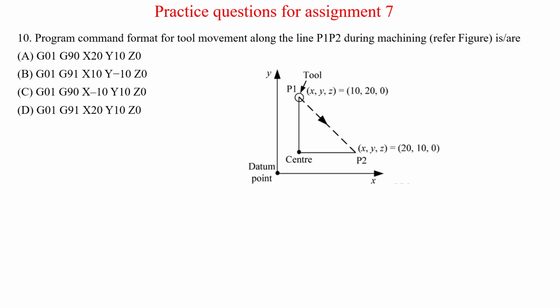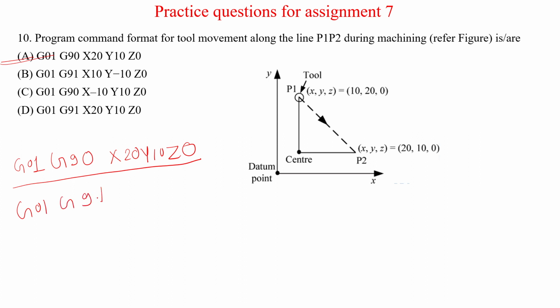Okay. Last question. Please tell me the answer. First tell me for absolute. So G01 for linear, absolute G90. What is the final position? X20, Y10, Z0. So which one is this? First. Also check for incremental. So G01, G91. So what will be the X in case of incremental? How much is it? 10.